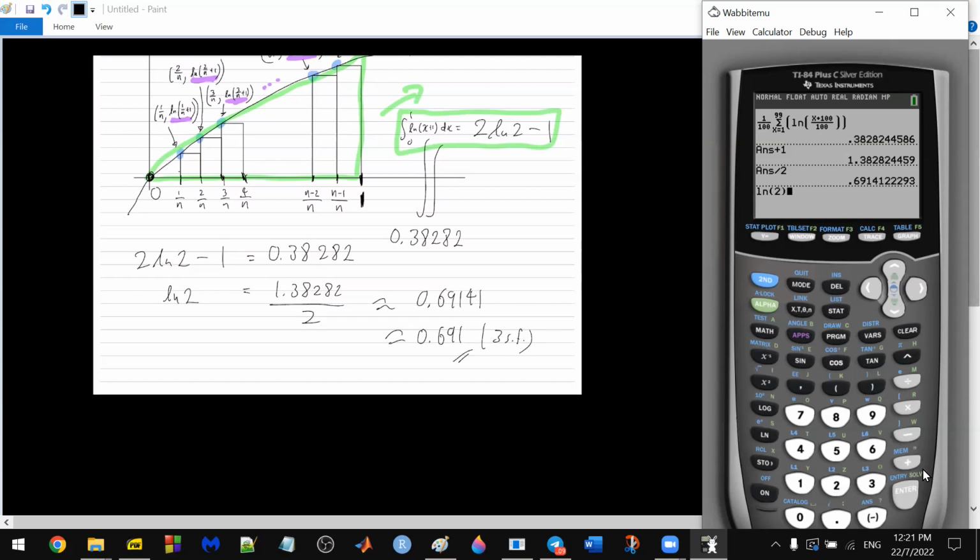ln2, close bracket. Enter. What do you get? Quite close to 0.693. Good. All right.